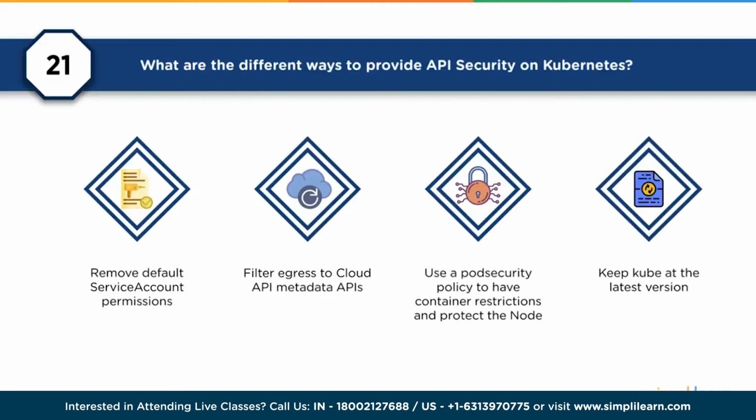The fifth is to remove those default service account permissions. Sixth would be to filter egress to cloud API metadata APIs. The seventh is to use pod security policy to restrict container policies and protect the node. And the eighth and final is to keep the kubelet at the latest version.